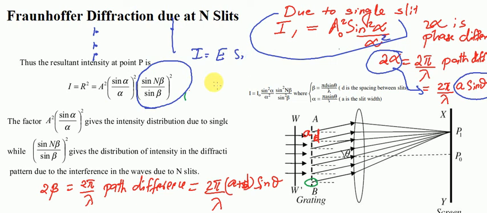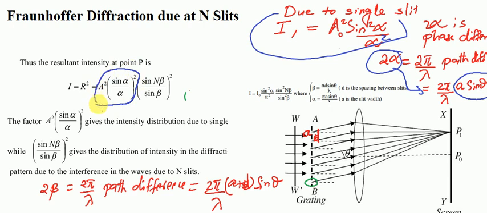So the total intensity due to N slits is I equal to the square of the amplitude, that is, a square sin alpha by alpha whole square, times sin N beta by sin beta whole square.